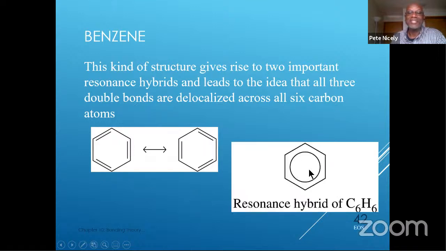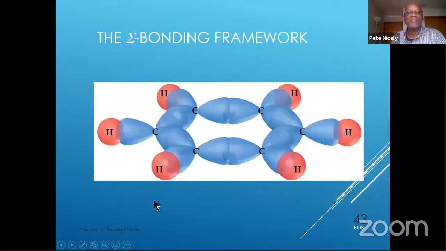And in some textbooks, they use a circle instead of the bonds to represent the fact that these electrons here are moving around. In other words, they're delocalized. That's a term that we use around the 6 carbon atoms. So that would be the hybrid structure, and these would be the resonance structures.